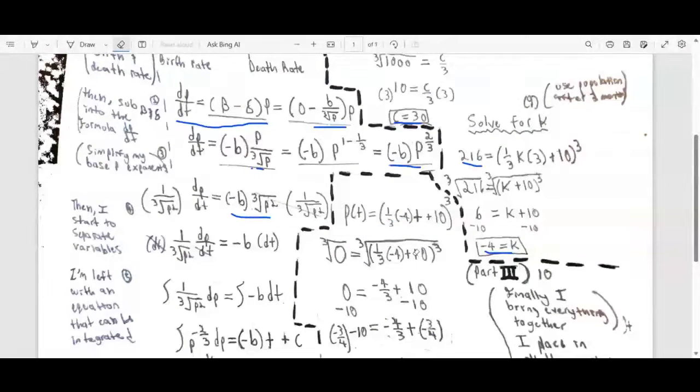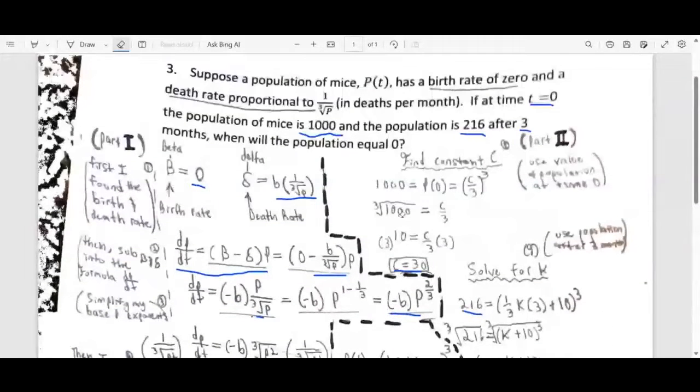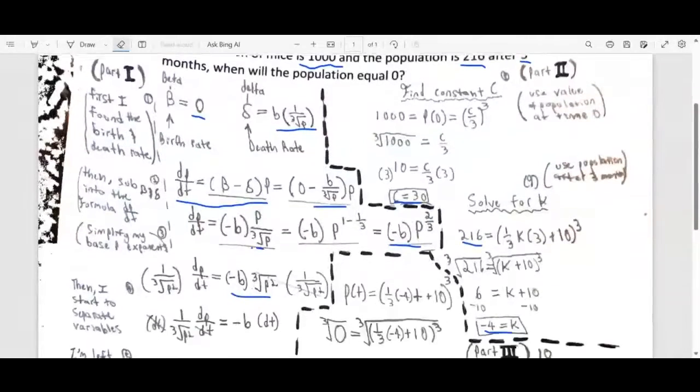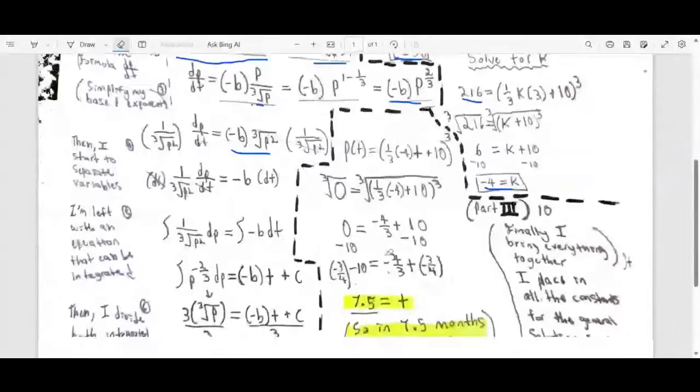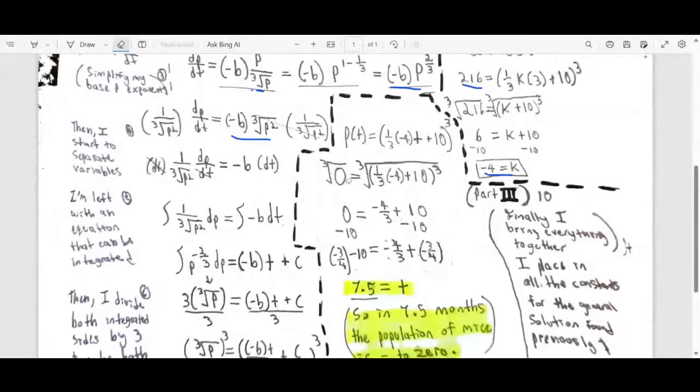So after that, what we want to do is find out when the population is equal to 0. We found the equation. We got most of it out of the way. We just did the easy part. Substitute in 0, and then we get 0, because the cube root of 0 doesn't change anything. It's still 0. And it's equal to negative 4 over 3 times T plus 10.